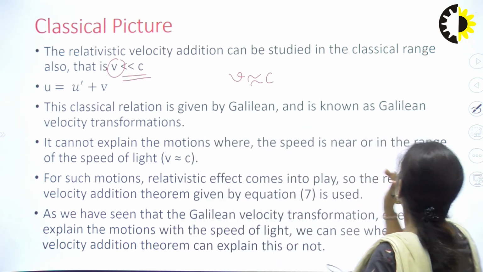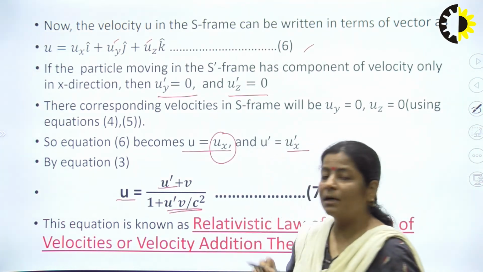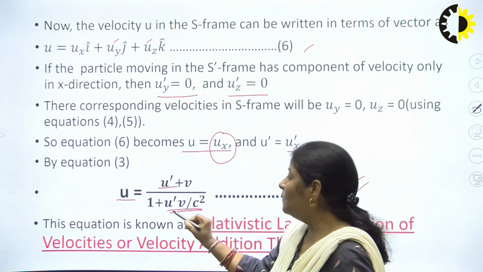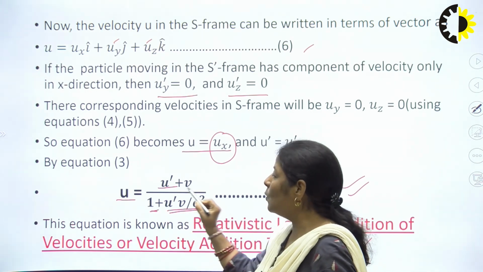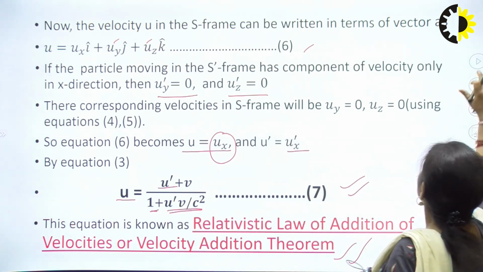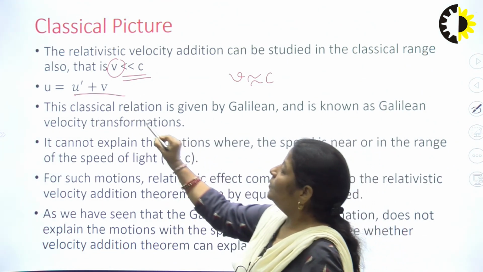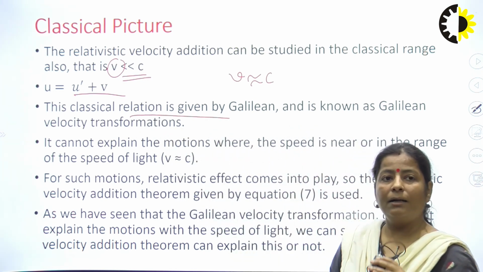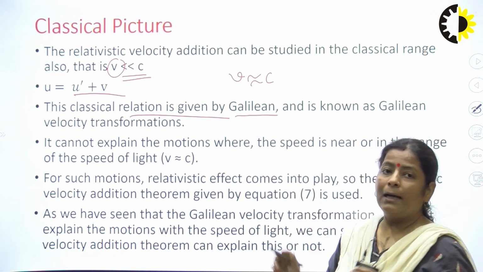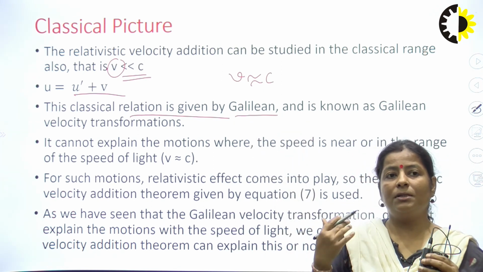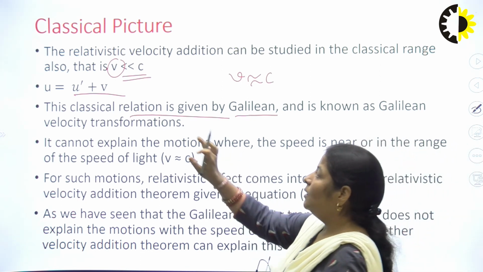So the moment we look at the classical picture, v much smaller than c is substituted here. So this whole thing becomes much smaller than 1, and we can neglect this whole part and we can simply have u is equal to u dash plus v. So this is the classical relation and it was initially given by Galileo. Galileo basically developed these transformations which were applicable for the classical region only, in this velocity range.